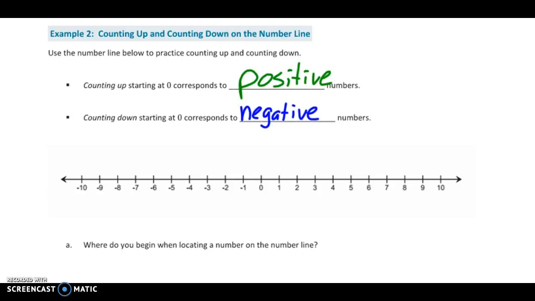Next thing you see is a number line. If you do not have this number line in your math notebook yet, I recommend you pause this and write it in now. Okay, otherwise let's get going here.